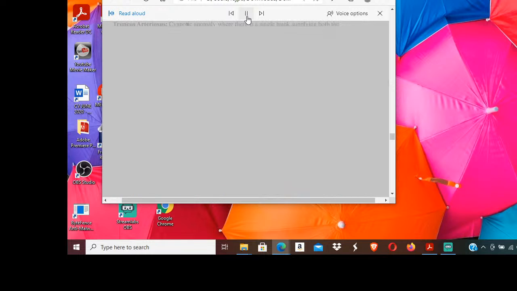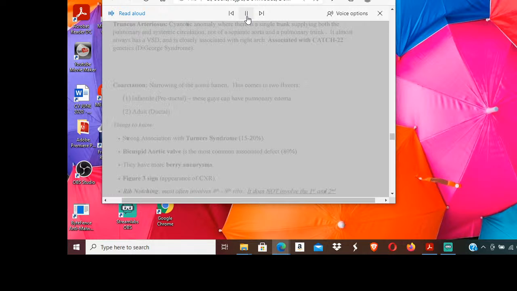Truncus arteriosus, a cyanotic anomaly where there is a single trunk supplying both the pulmonary and systemic circulation, instead of a separate aorta and a pulmonary trunk. It almost always has a VSD, and is closely associated with right arch. Associated with catch-22 genetics, DiGeorge syndrome.